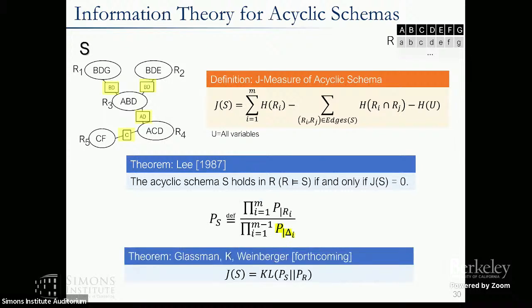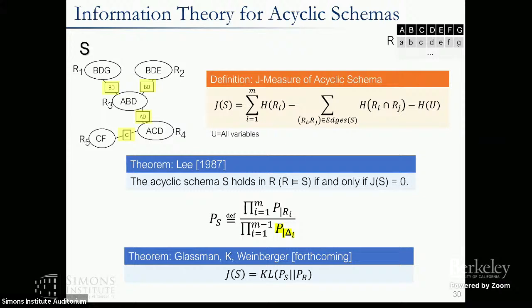So how is this related to graphical models? Recall that the distribution associated with a decomposable model that has a junction tree is the product of marginals associated with each one of the clusters divided by the product of the marginals associated with each one of the separators. And what we have shown is that this J measure is precisely the KL divergence between the distribution associated with the junction tree and the original distribution, this empirical distribution.